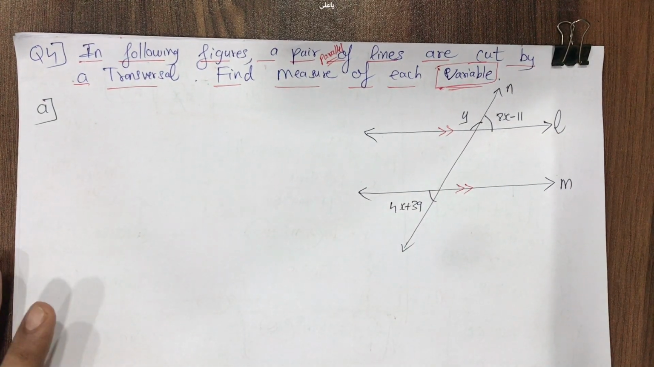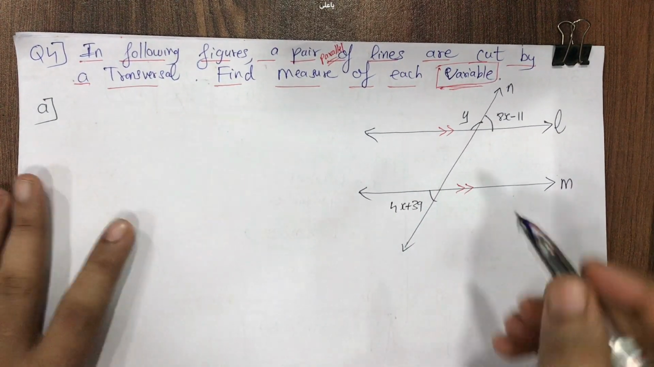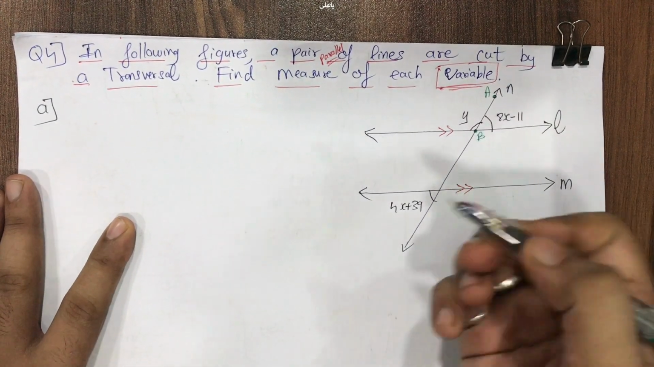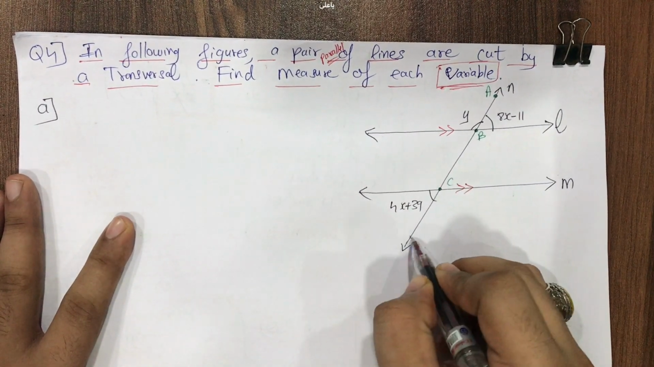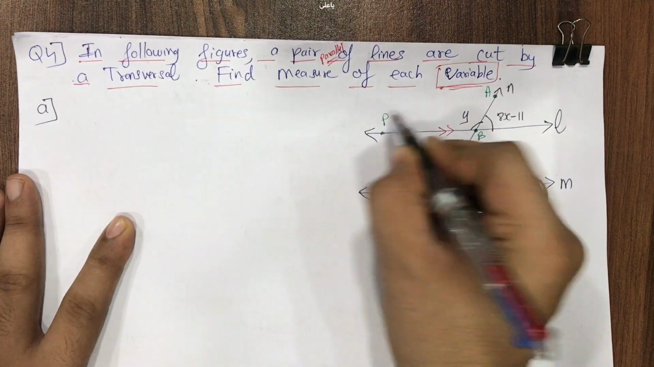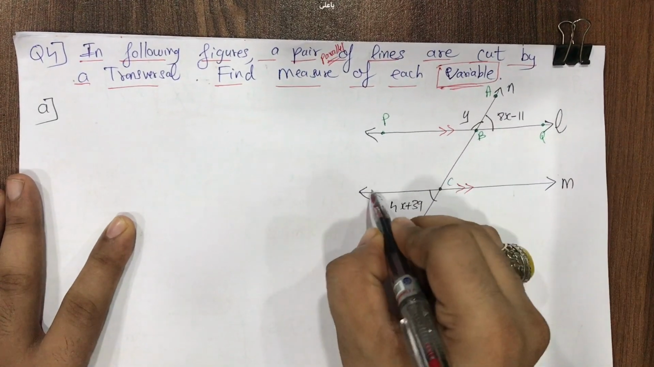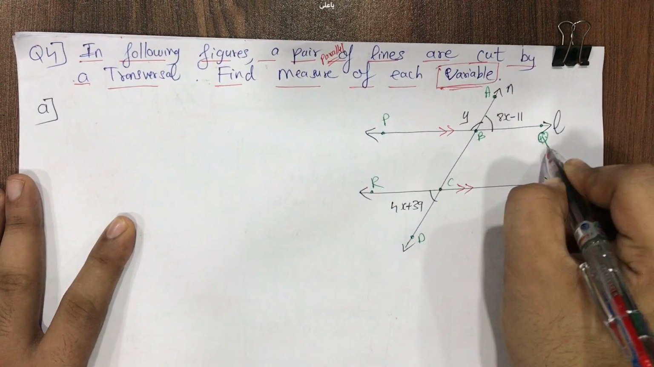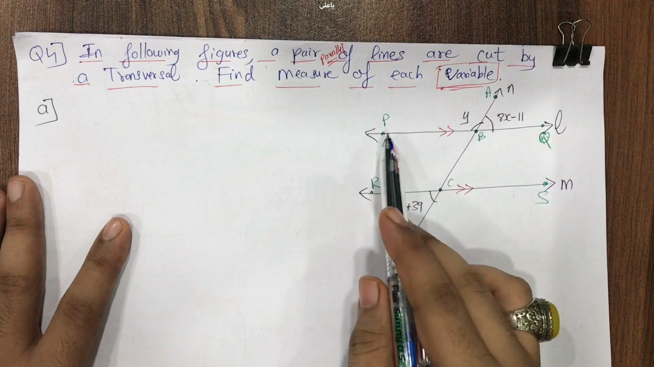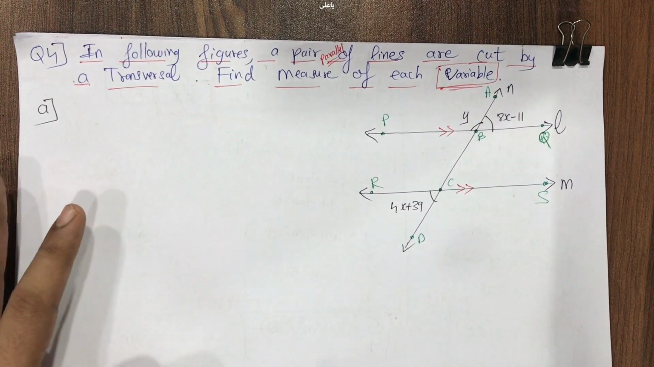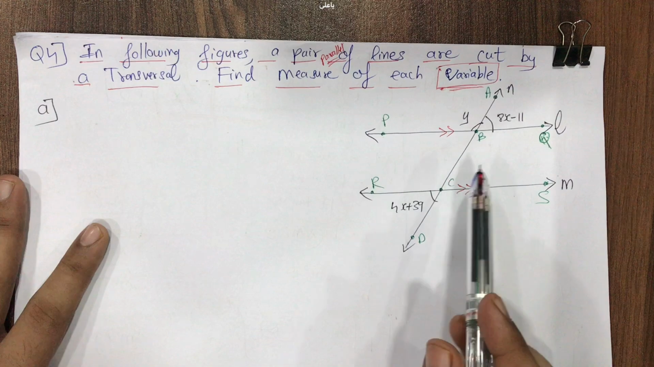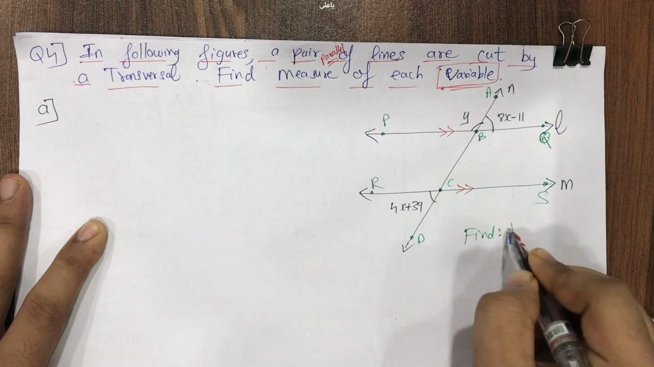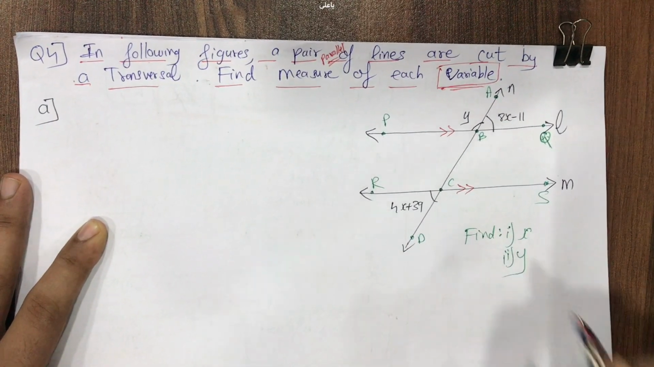Now students, the very first thing I will do with the green color pen is name it. Let me call this A, this B, this C, this D. Let this be the point P, Q, R, S. So A, B, C, D, P, Q, R, S, I named it. I want to find the variables X and Y, so I'll write here: find first X and second Y.